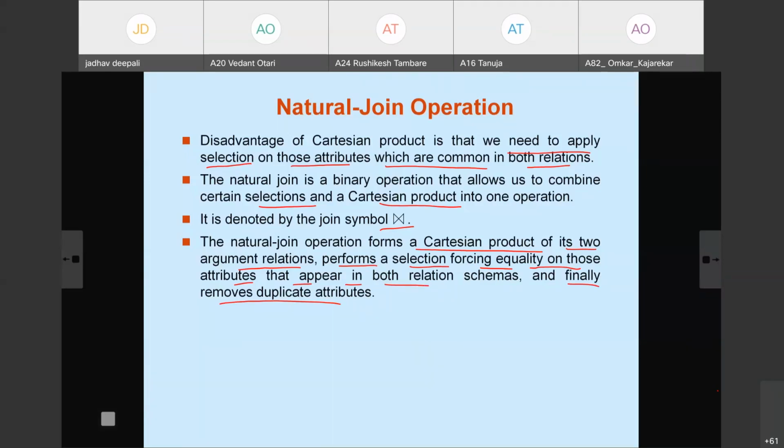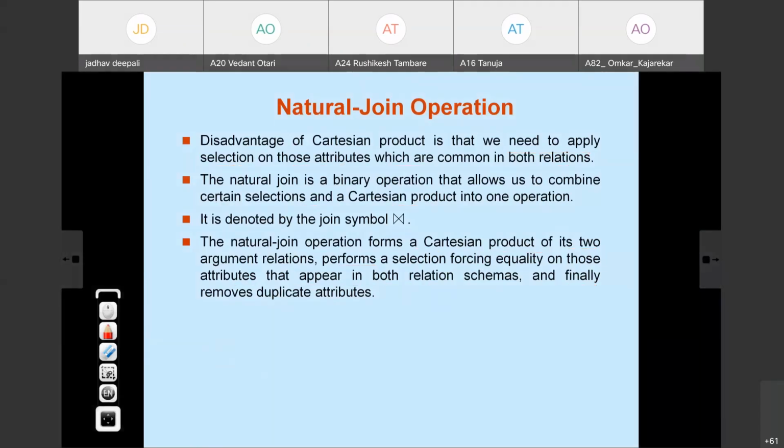Again, I am repeating the definition, and you need to remember it: the natural join operation forms a Cartesian product of two argument relations, performs a selection forcing equality on those attributes that appear in both relations, and finally removes the duplicate attributes. Now see it with an example.